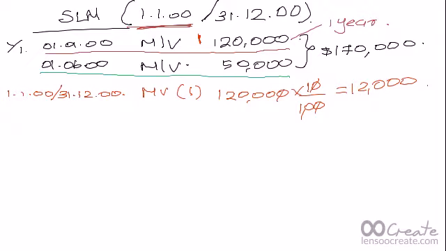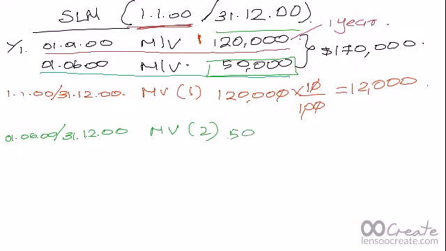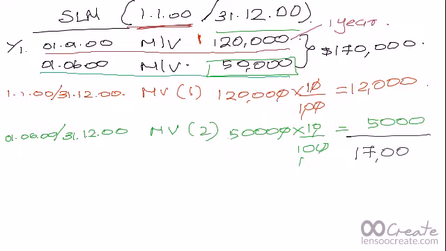But when you calculate for the second one, they made the purchase on 1/6/2000. The financial year ends on 31st 12/2000. This is for motor vehicle 2. How much is motor vehicle 2? 50,000. 50,000 into the percentage, which will remain the same, 10%. That is equal to 5,000. Now we know the overall depreciation for the first financial year is 17,000.